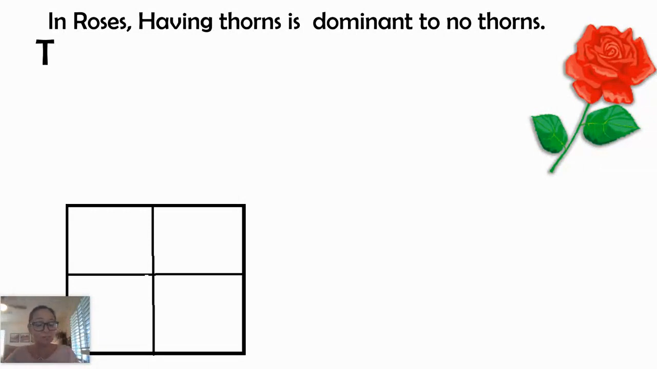So here, this problem is dealing with thorns, so I'm going to use a capital T. It says having thorns is dominant, so my capital T represents thorns. Now the recessive trait in this flower is no thorns. So now let's go ahead and see the problem.